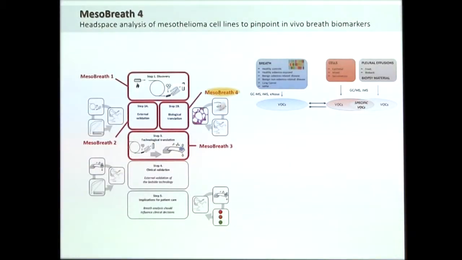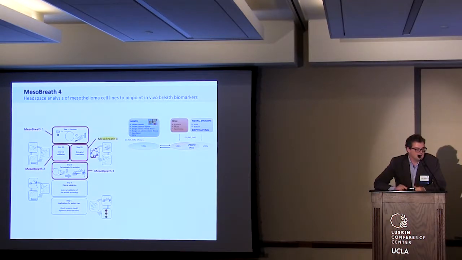So what we have done in the previous Mesobreath studies was the discovery phase. With the IMS, we found some important compounds. We did a sort of validation by including more patients and more control groups. So we saw the same compounds popping up. We did technical translation over here with a GCMS and electronic nose. We have seen that there are different compounds identified, including the cyclohexane, and it is promising for future miniaturization.